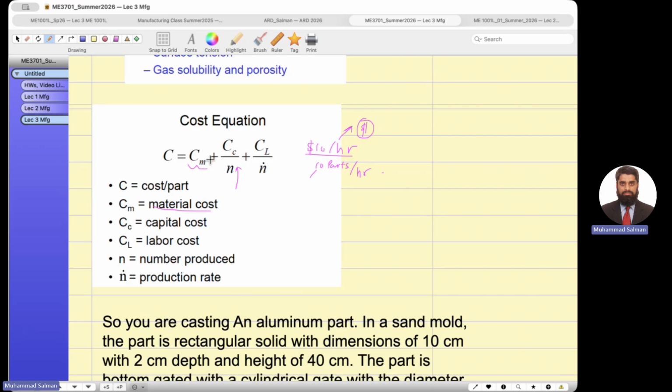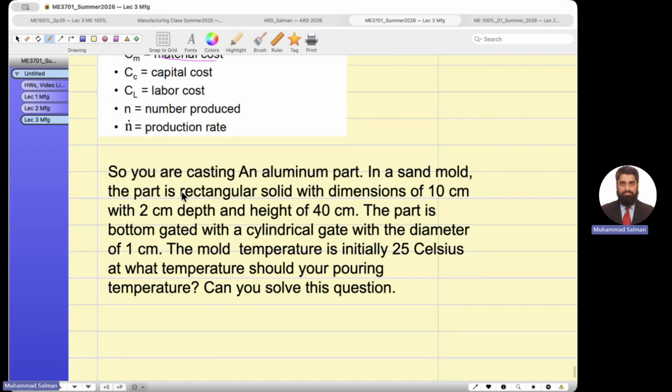Okay, and then you add this. So you will see, you can find out the cost of the casting at a large scale. So this will be the homework problem which I'm going to assign you this week. Okay, let's do the next topic, which is our forging deformation process.